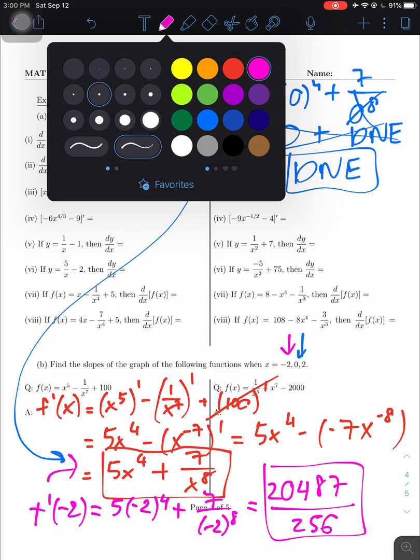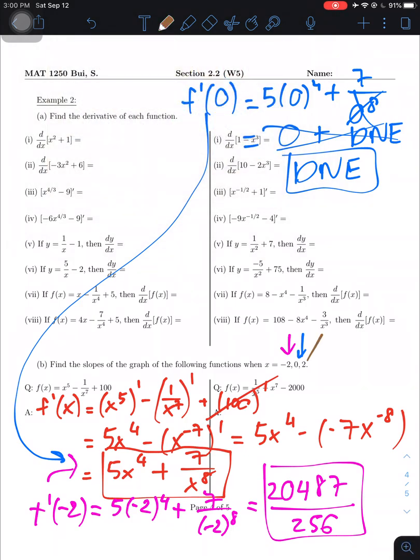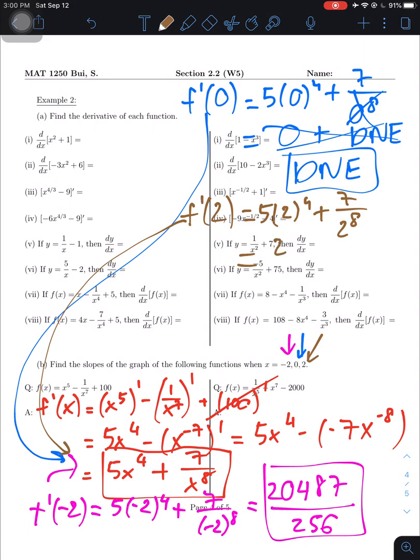Okay, and as for the last part, let me put in, I don't know, a box. For 2, well, we're gonna do the same procedure again, right? We're gonna do f prime of 2, and again we're gonna plug the 2 into this formula right here. So we're gonna get 5 times 2 to the 4th power, plus 7 and then 2 to the 8th power, and that gives me the same number as before, 20 and then 487 divided by 256, and this is the slope for x equal to 2. Okay, so all the answers in here.